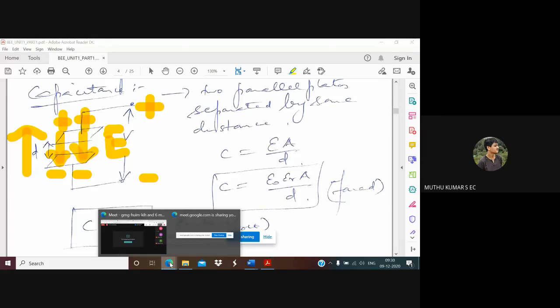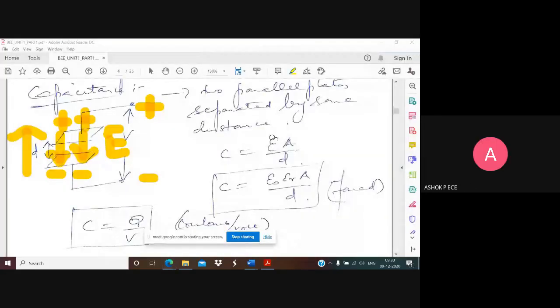Sir, epsilon is used for showing the medium also. Yes, epsilon is dependent on the medium. So the formula for C is equal to epsilon A by D. I told you A is the area of the plate and D is the distance between the plates, and epsilon is called the permittivity of the medium.